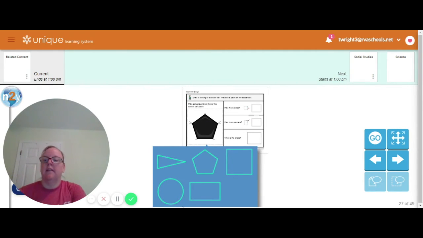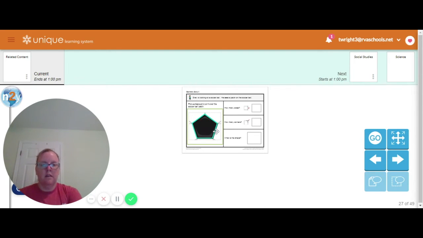Which one looks like this, which is a pentagon? Point to it. You pointed to this one. You are correct.